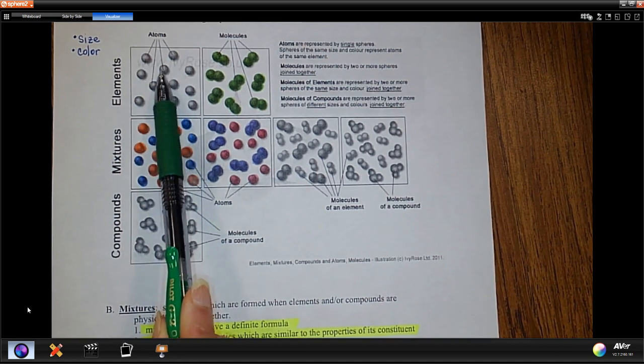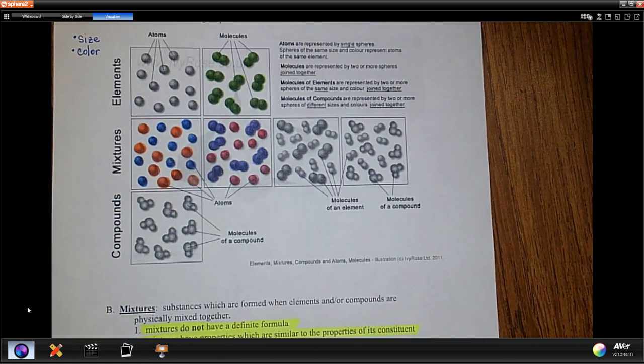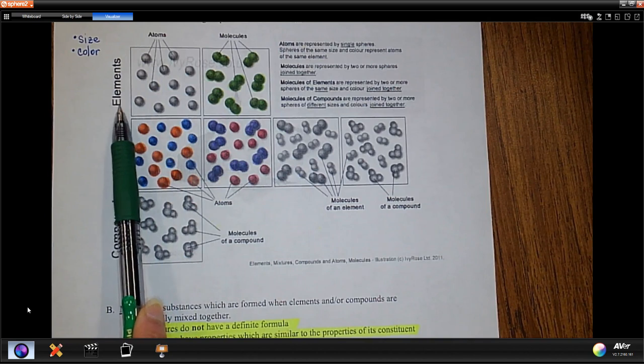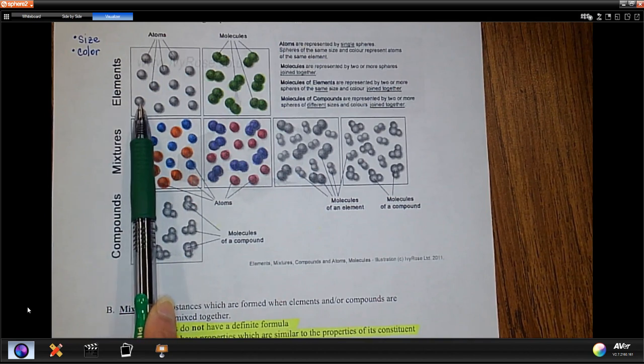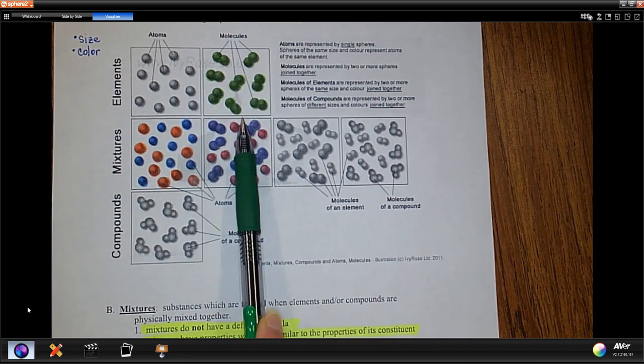Because all of these atoms are the same color and they are the same size, that means that this is an element. Remember that with an element, let's say gold, all of the atoms are exactly the same size. They have the same characteristics, the same properties. So if we're talking about an element, whatever element it is, we expect every single atom to be the exact same.